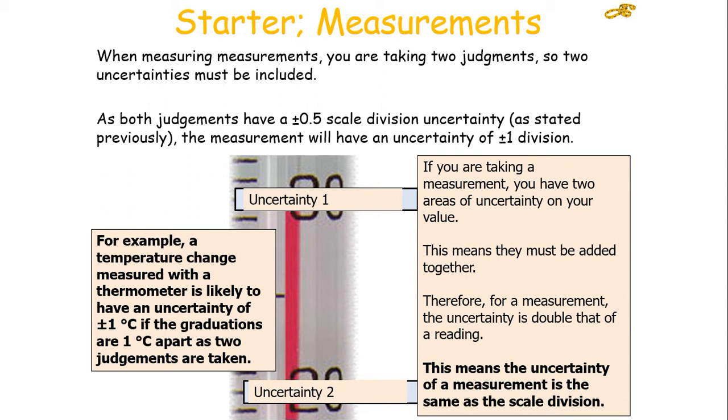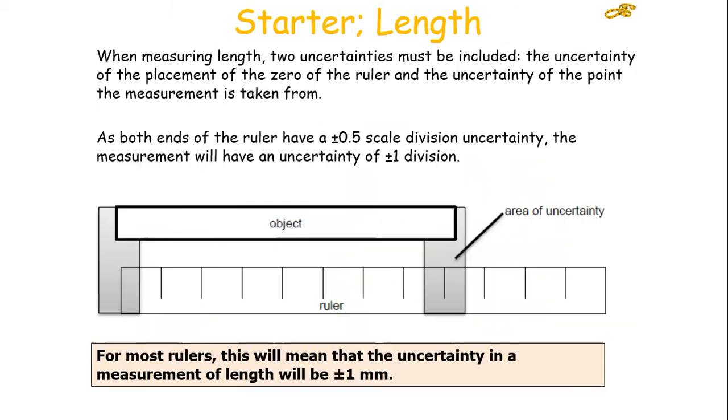So therefore, the uncertainty of a measurement is the same as the smallest scale division, because if one look is plus or minus a half and the other look is plus or minus a half, well then together it's going to be plus or minus 1 whole division.